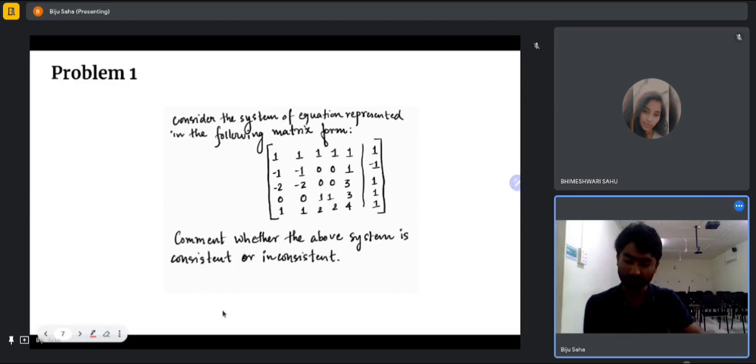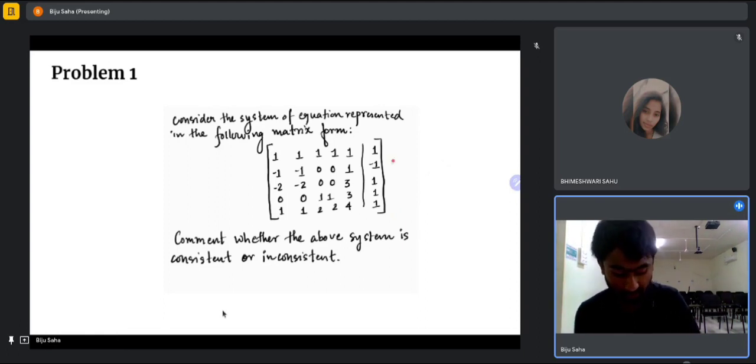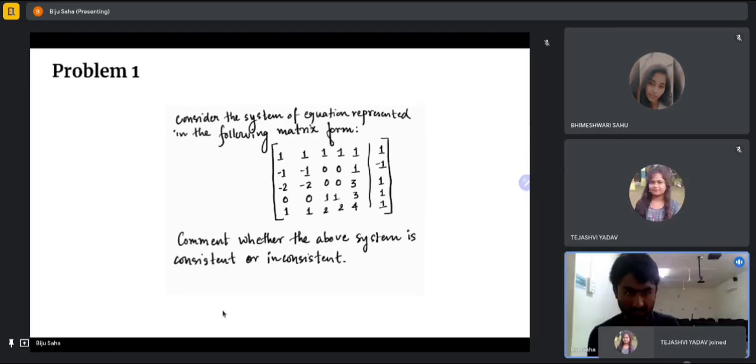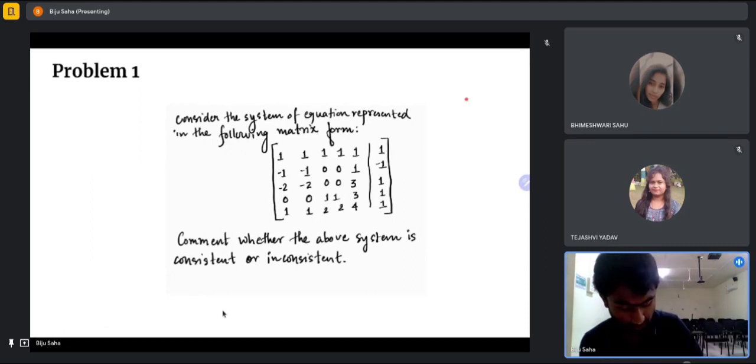So first of all, problem 1 goes as follows. We have a system of equations that is represented in the following matrix form. A given set of simultaneous linear equations can be written in the form of a matrix equation. So this is the matrix form of the simultaneous linear equations. We have to find whether the above system of equations is consistent or inconsistent. So let us go about solving this problem.